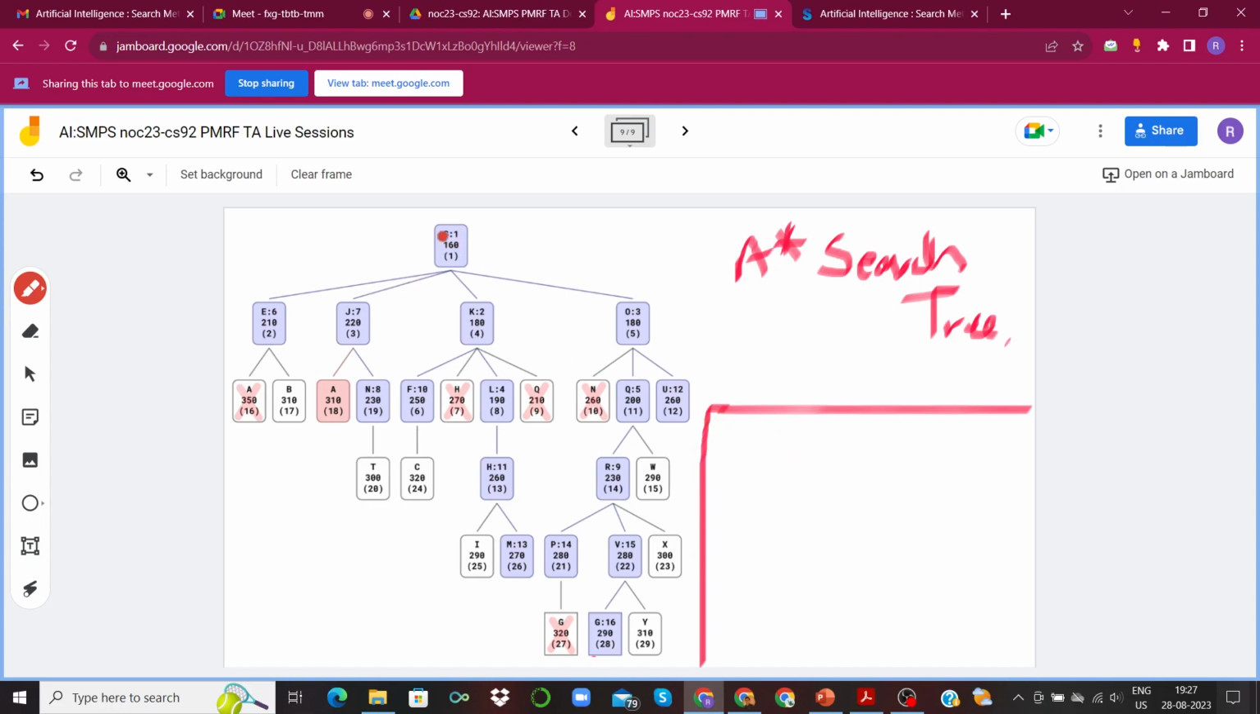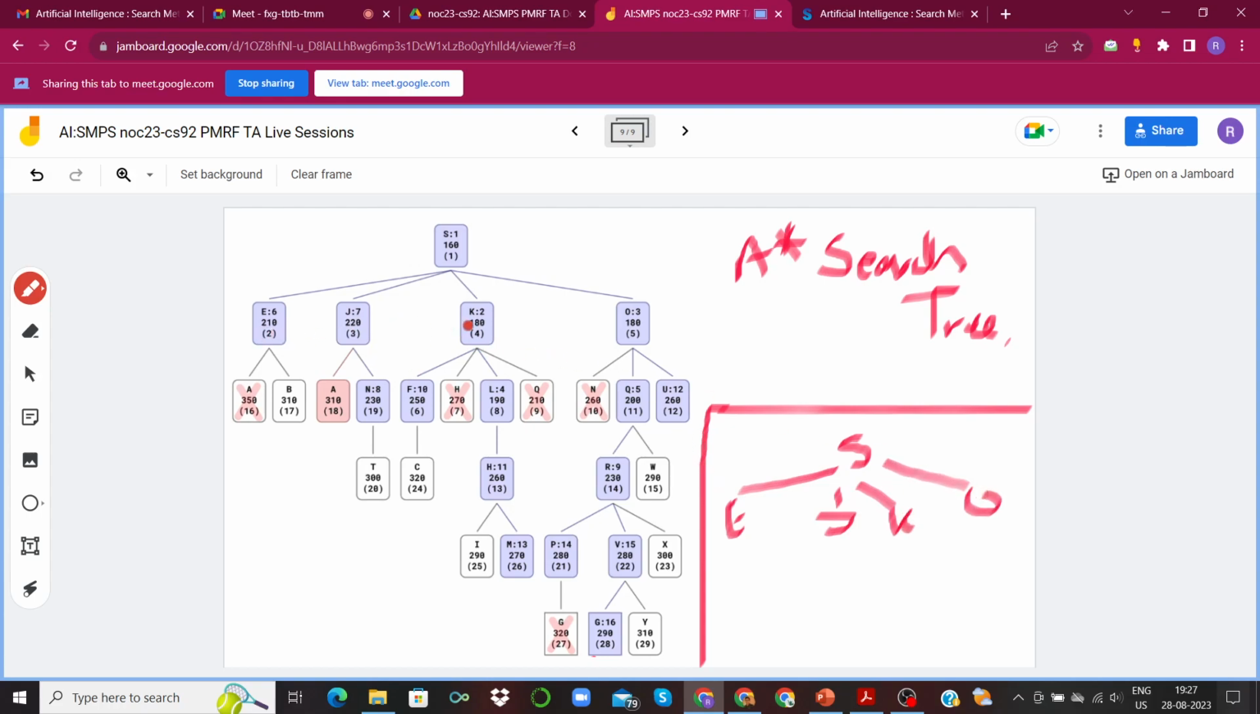Okay, so we start with node S, as usual, which is our first indexed node to be refined, and that has cost 160, which is because it has an actual cost of 0 and an estimated cost of 160, which comes from the Manhattan distance. Okay, and the children of S are E, J, K, and O, right?